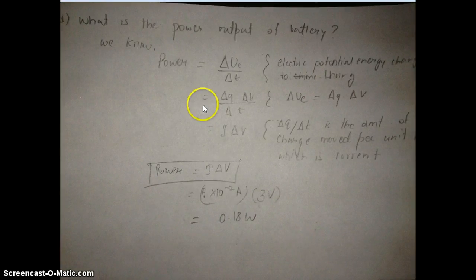And for part D, it asks what is the power output of the battery. We know that power is given by electric potential energy change over time, and the electric potential energy change can be given by delta Q times delta V, and we know that delta Q per delta T is the amount of charge moved per unit time, which is current. Substituting delta Q over delta T by I, we have the formula power equals I delta V, and now substituting the values, it comes out to be 0.118 watt. Thank you.